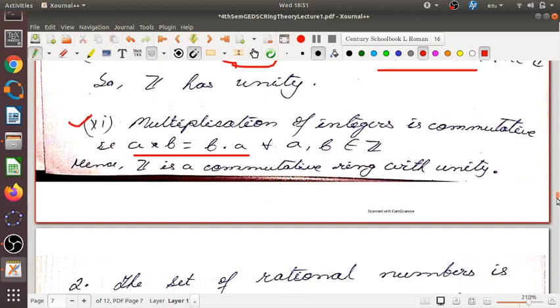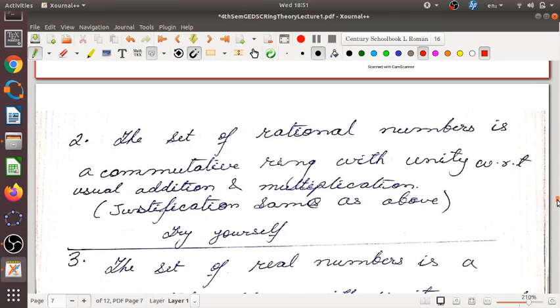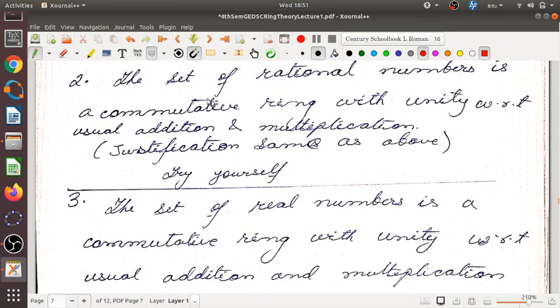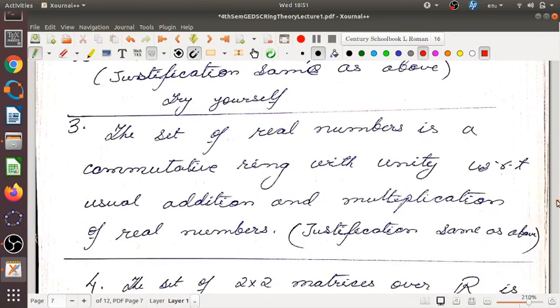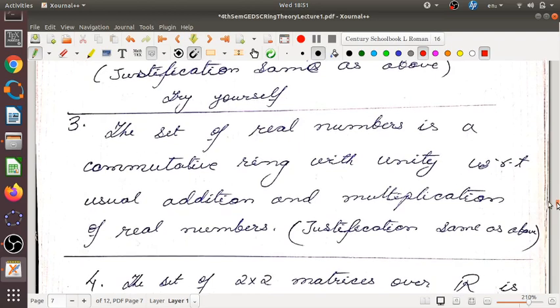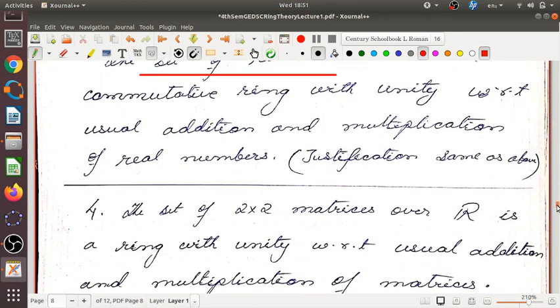So here we have justified. At home you please try yourself, almost similar, just in place of Z you have to write Q, that is the set of rational numbers. The set of rational numbers is a commutative ring with unity with respect to usual addition and multiplication. You can justify it the same way, so please do it yourself. The set of real numbers is a commutative ring with unity with respect to usual addition and multiplication of real numbers. The justification is the same as above.